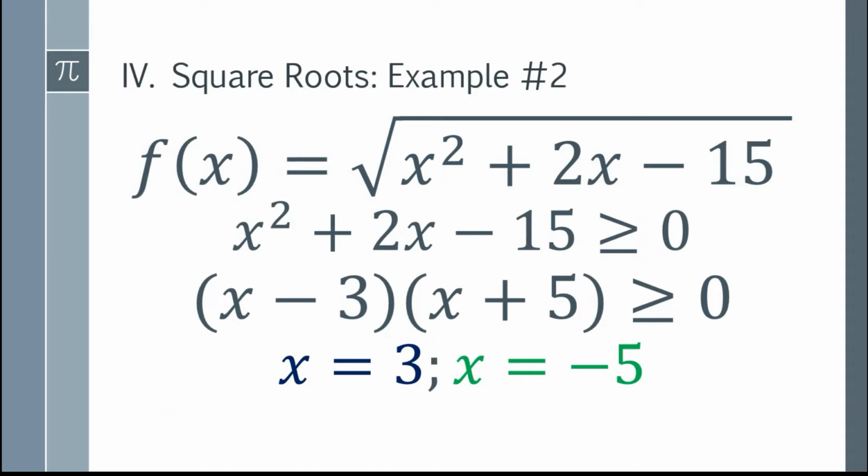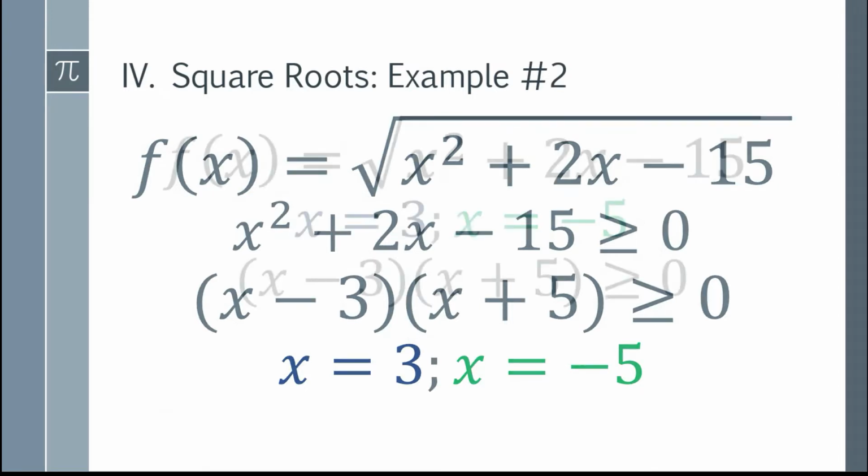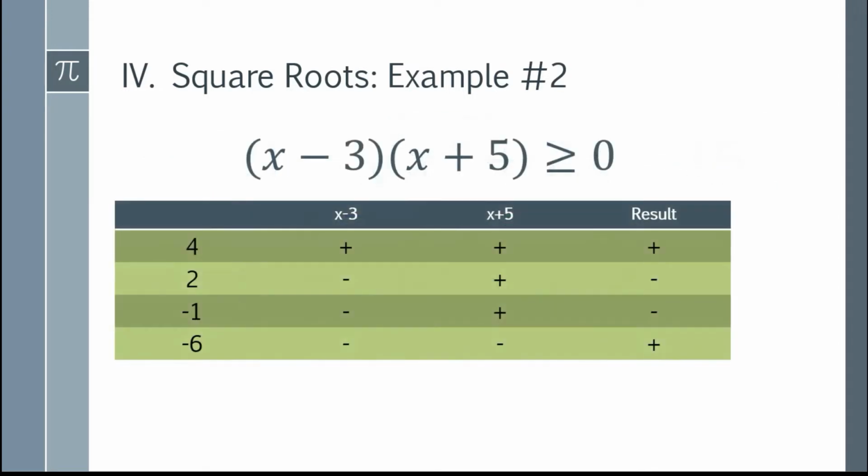So, paano natin malalaman kung alin dito? Anong range? So, kailangan natin gumamit ng table. So, first one, dito muna tayo sa may x minus 3. Pag naglagay tayo ng 4 dito, okay, 4 minus 3 is 1. So, that's positive, right? Positive siya. Dito naman, 4 plus 5, that will be 9, so positive din. So, pag multiply mo yung positive sa positive, that will be positive din.